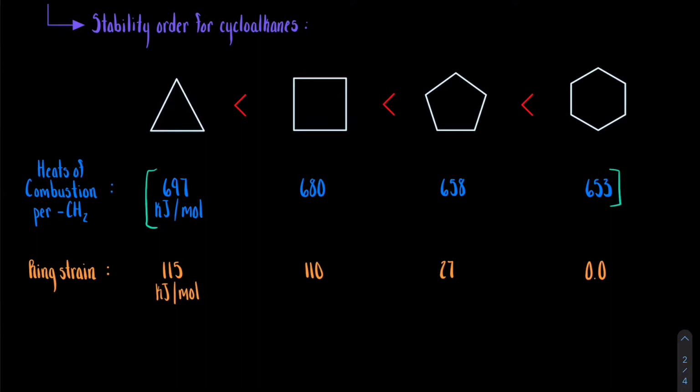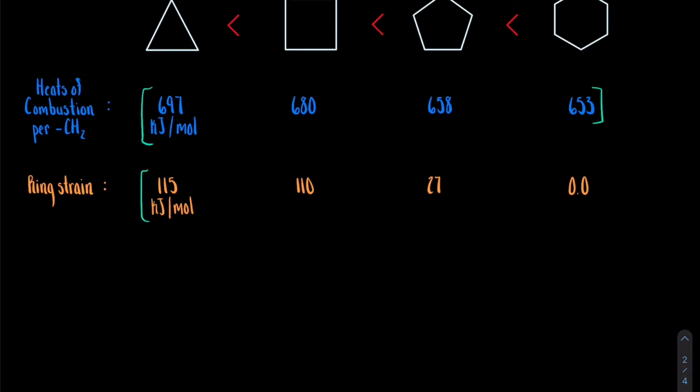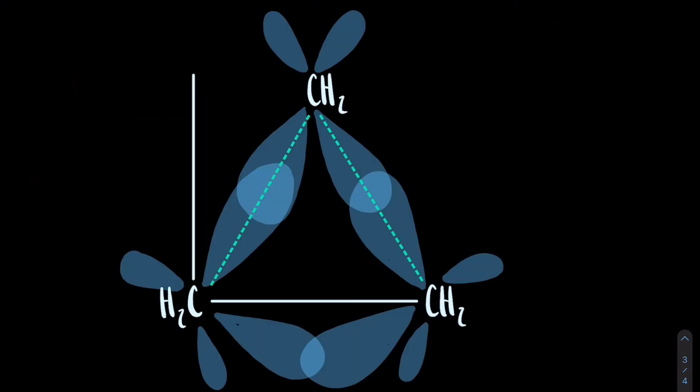Angle strain refers to sp3 hybridized carbon atoms that differ from their 109.5 degree bond angle. When we look at the ring strain for these molecules, we see that the cyclopropane molecule has 115 kilojoules per mole as compared to 0 for cyclohexane. To go a little further and understand the bond angles and the angle strain actually occurring at the atomic level, we have to understand that.